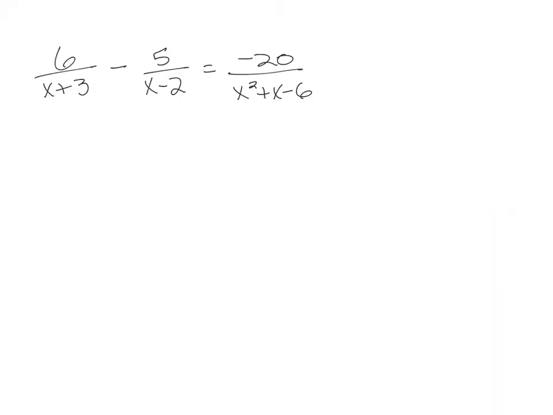Okay, now we have one that's a little bit different. It's going to be the same concept. Find the common denominator, multiply both sides of the equal sign by that. It gets distributed to each fraction, and your denominators will all cancel away, and you'll have a simple equation that's in the numerator.